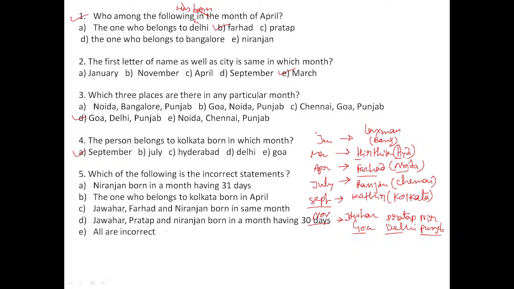In question number 5 it's saying that you have to find out the incorrect statement. Let's see. Niranjan born in a month having 31 days. This is incorrect. The one who belongs to Kolkata born in April. This is incorrect. Johor Farhad Niranjan born in same month. Incorrect. Johor Pratap Niranjan born in a month having 30 days. This is not 30, it's some error. This is 31 days. So this is not 31.